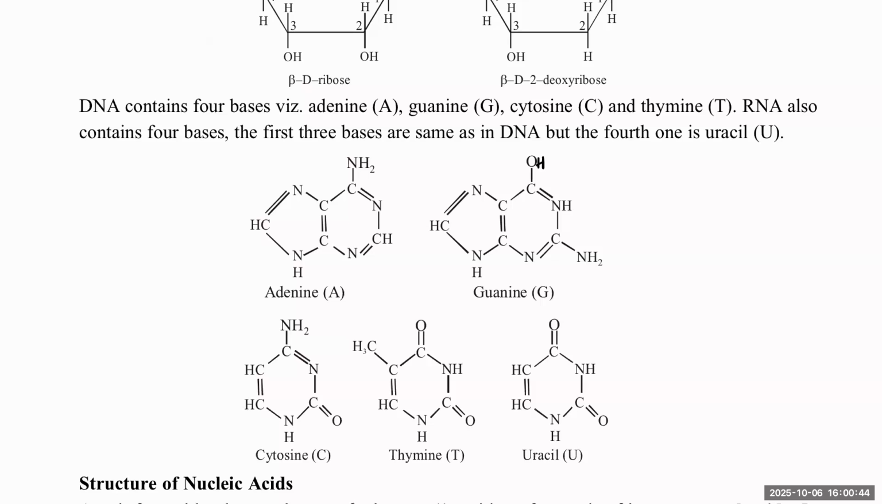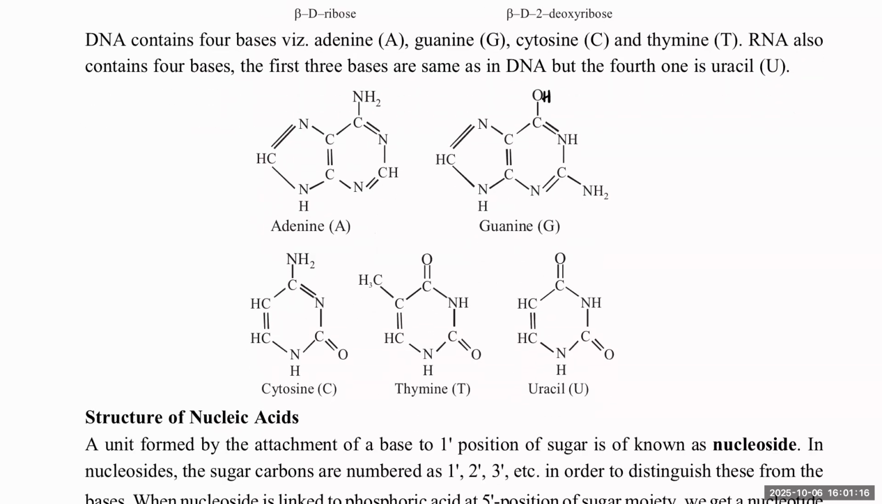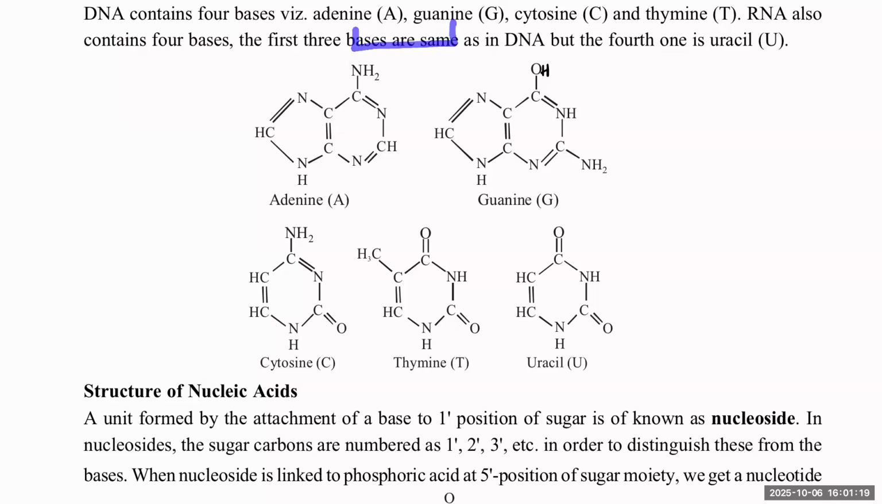The second important difference is that DNA majorly consists of four different types of bases: adenine, guanine, cytosine, and thymine. While RNA contains four bases in which the first three, A, G, C, are the same. The last one, thymine, is for DNA, while RNA will have uracil. Now notice, adenine and guanine have a very similar type of structure, correct?